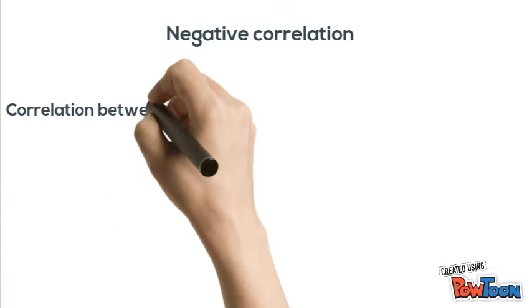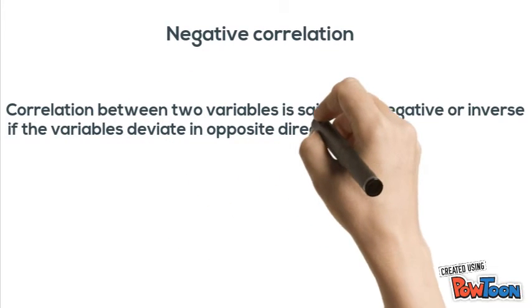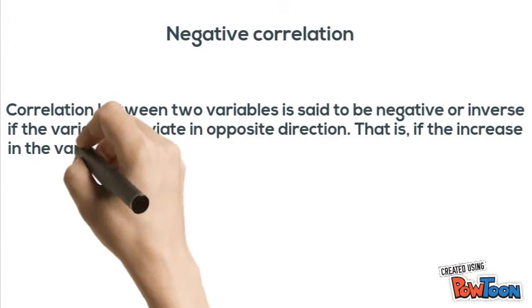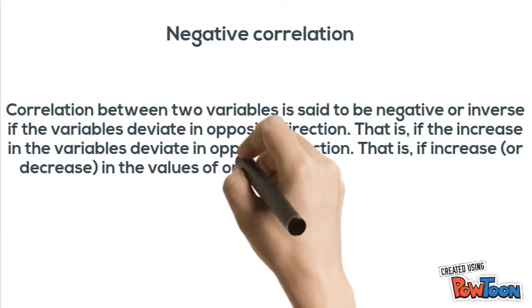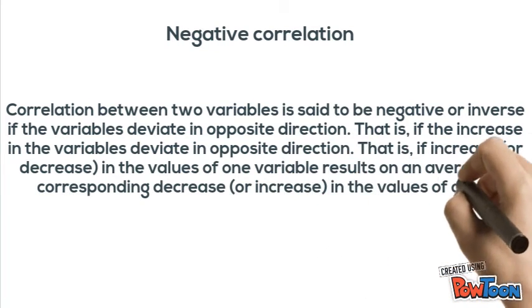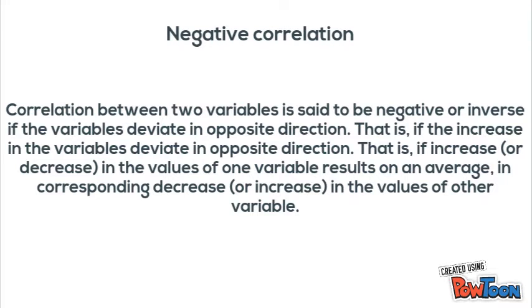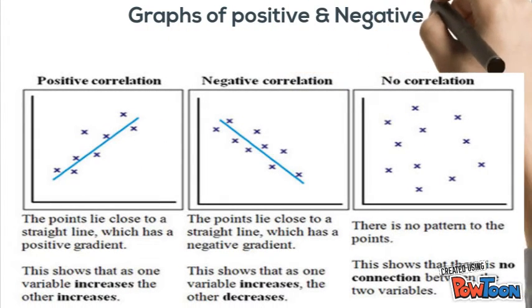Negative correlation. Correlation between two variables is said to be negative or inverse if the variables deviate in opposite direction. That is, if increase or decrease in the values of one variable results on an average in corresponding decrease or increase in the values of the other variable. Graphs of positive and negative correlation.